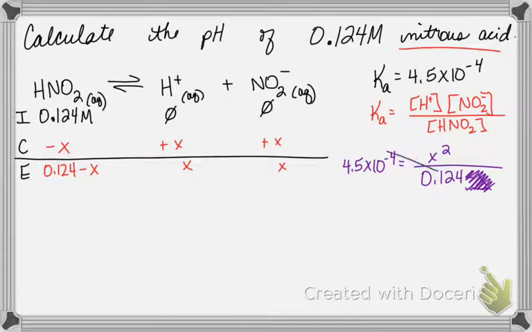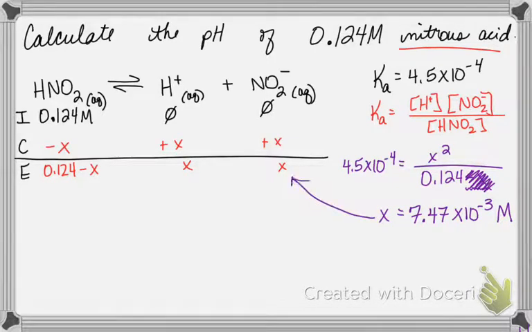How do I do that? I'm going to cross multiply, then I'm going to take the square root of it, and that'll tell me what X is. So pause the video and solve for X. Okay, when I solve for X, I got 7.47 times 10 to the minus 3 molar. That's what I got for X.